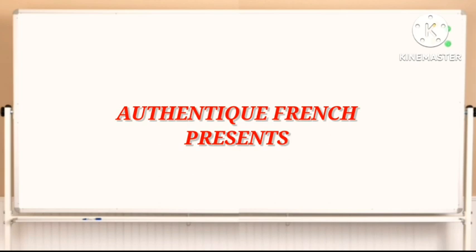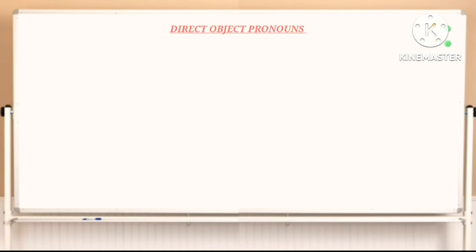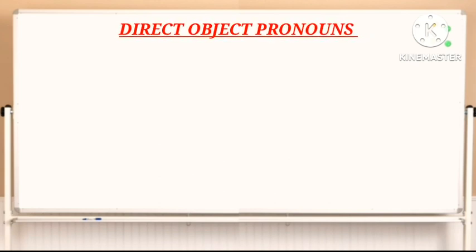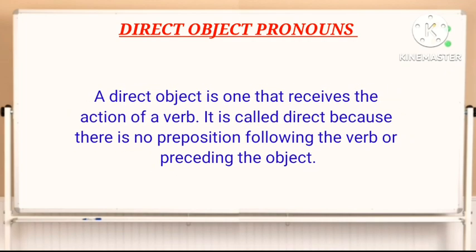In today's lesson, we are going to discuss direct object pronouns. Now, first of all, let's know what a direct object is. A direct object is one that receives the action of a verb. It is called direct because there is no preposition following the verb or preceding the noun. Let's look at the direct object pronouns.